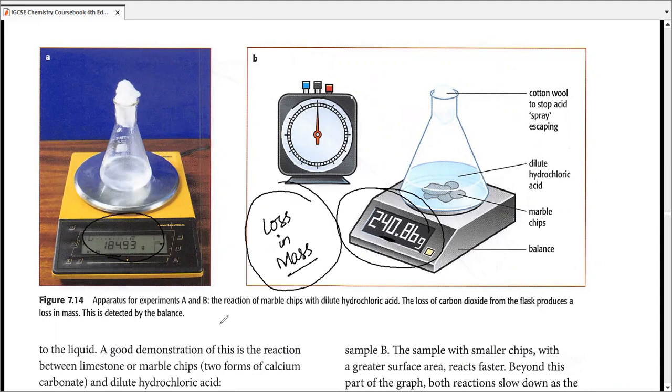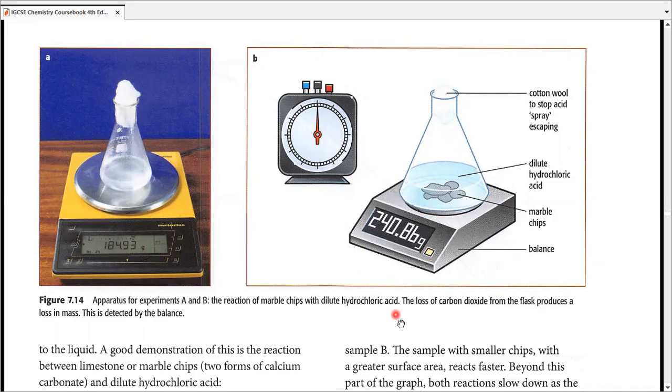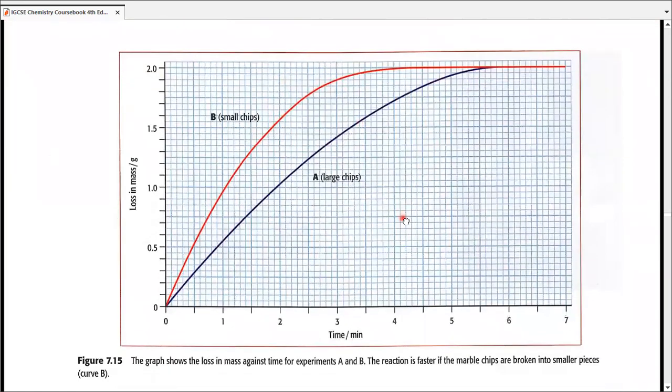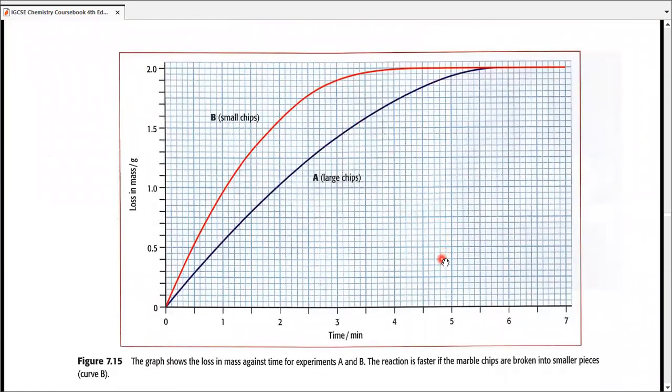We are going to take this loss in mass and put it against time, as we have the stopwatch over here, and that's how we're going to come up with our graph. We're going to perform, or you can say re-perform, this experiment in 2 separate ways, or maybe 3 separate ways. In order to clarify that, let's move on to the graph that we have for this experiment on the next page. Figure 7.15. This graph shows the loss in mass against time for experiments A and B.